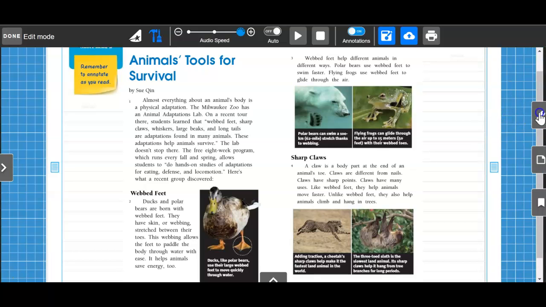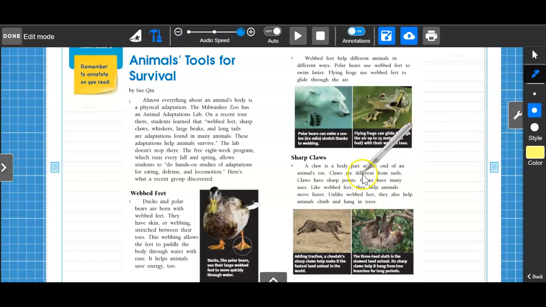Okay guys, so today we're focusing on comparing and contrasting. Now this author uses some certain words to compare and contrast different animal tools. So if you look on page 6, you've got lots of pictures that will help guide our reading. Today we're going to focus on words that the authors use to show comparing and contrasting.